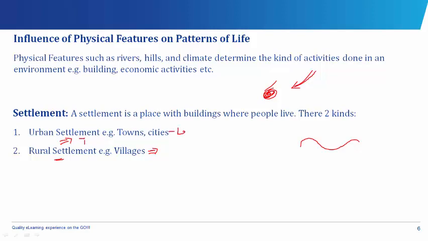For example, Lagos, Port Harcourt, Abuja, and other developed areas in the country. Then rural settlement, just think of the villages. Those are the rural settlements. So people always move from these rural areas to the urban areas in search of employment, in search of jobs and a better life. Okay?